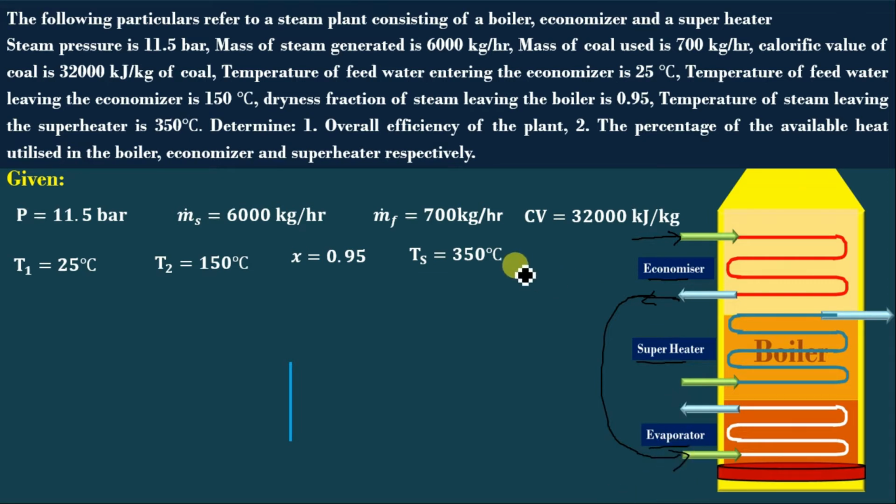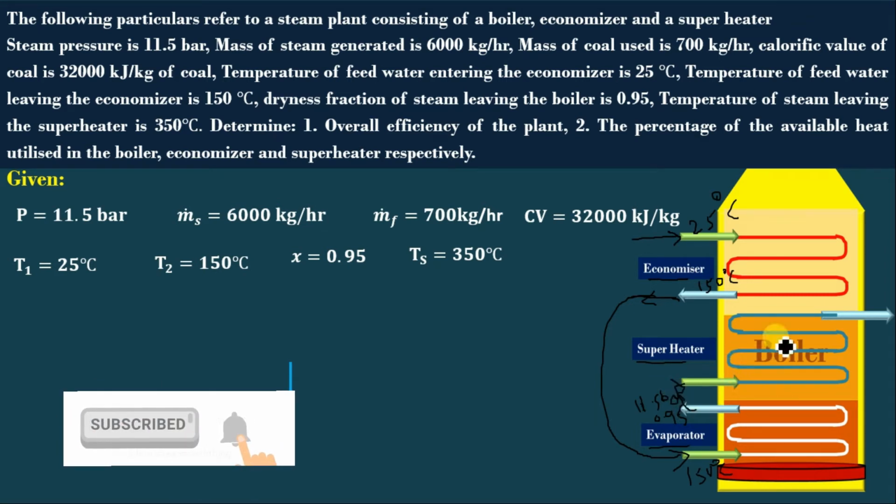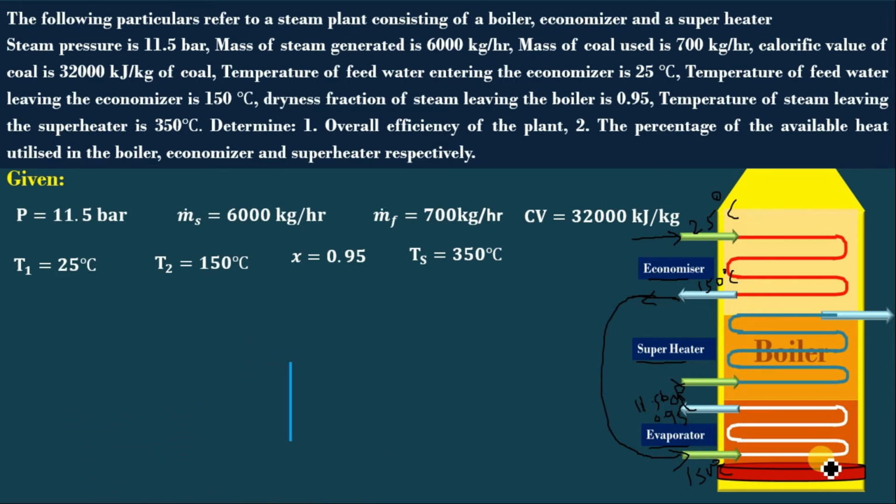Remember this. Now in the question, the temperature of feed water entering the economizer is 25 degrees Celsius and leaving the economizer is 150 degrees Celsius. This 150 degrees Celsius water enters the evaporator and comes out of the evaporator at 11.5 bar and a dryness fraction of 0.95. After the evaporator, the steam enters the superheater where it is heated further and the enthalpy of steam increases. The outlet of the superheater is 350 degrees Celsius and 11.5 bar.